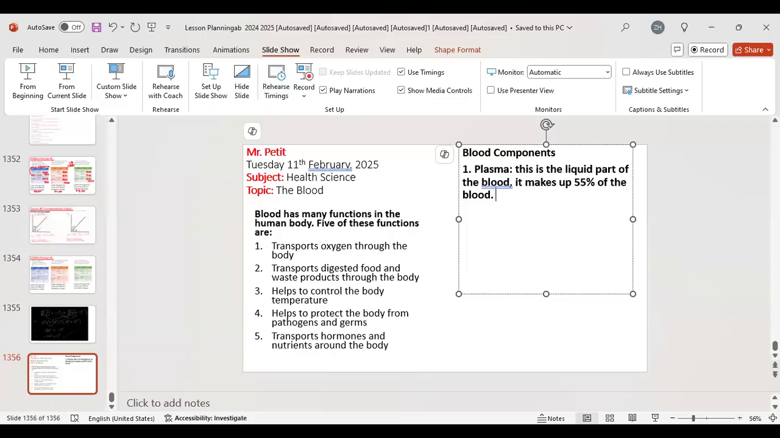That's why the blood is basically a liquid of life, right? The Bible says the life of the flesh is in the blood. So you need the blood. But one of the components of blood is the plasma, right?